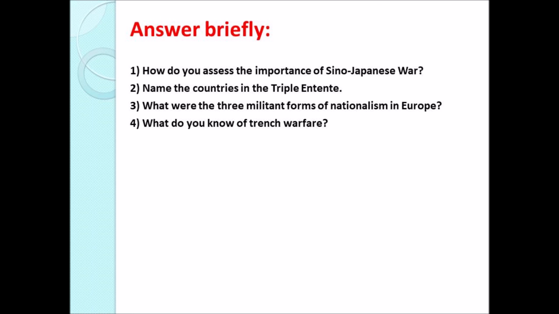Second question, name the countries in the Triple Entente. The countries in the Triple Entente are Britain, France and Russia. Third question, what were the three militant forms of nationalism in Europe? The three militant forms of nationalism in Europe are England's Jingoism, France's Chauvinism and Germany's Kultur.